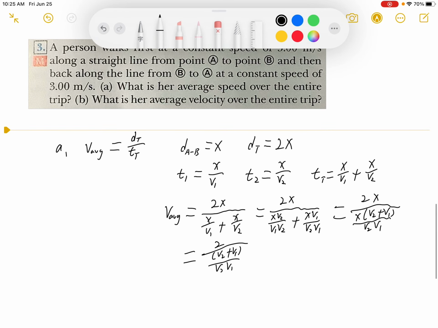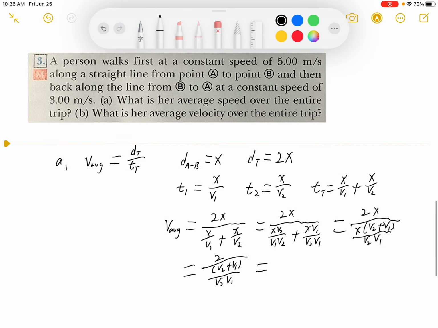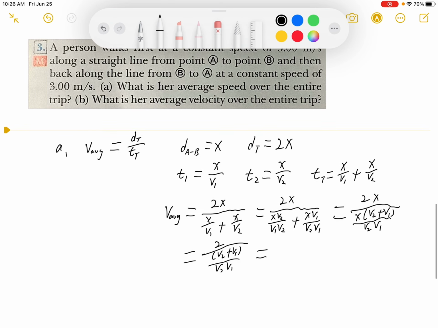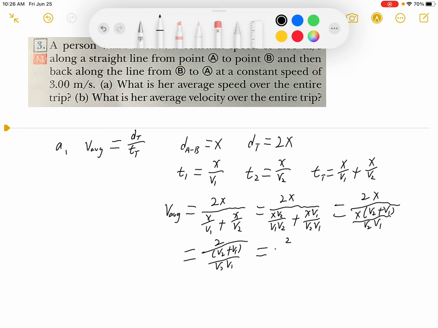And we just simply plug in the values of speed v1 and speed v2. So speed v1 is 5 meters per second and speed v2 is 3 meters per second. So we'll have 2 over 3 plus 5 over 3 times 5. So after the calculation, we'll have 3.75 meters per second. So that's going to be the average speed of the entire trip.